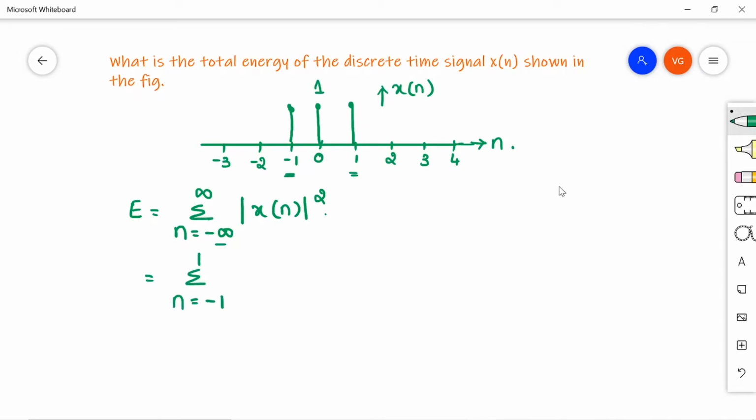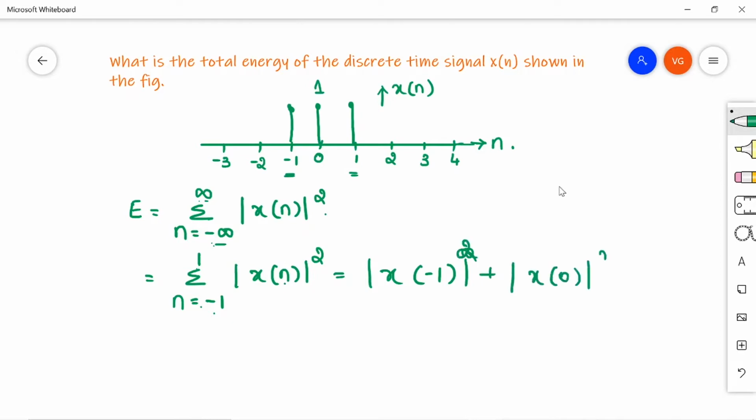The limits, that is from minus infinity to infinity, is reduced now from minus 1 to 1. So the amplitudes I can write, after substituting n is equal to minus 1, I will get x of minus 1 whole square plus x of 0 whole square plus x of plus 1 whole square, right? So we can write down the amplitudes.